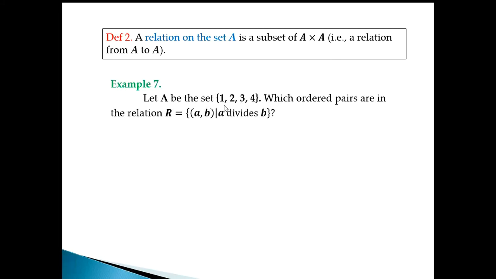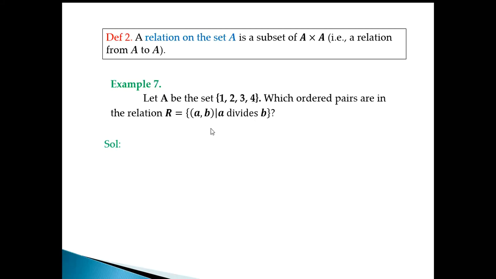Suppose we have the set A in which we have the four elements 1, 2, 3, 4, and here we have to find which ordered pairs are in relation R. So here a condition is given, meaning what the relation between the elements of R is. That relation is a divides b, meaning we have to take the ordered pairs in the relation R whose elements satisfy this property, a divides b. Clear?